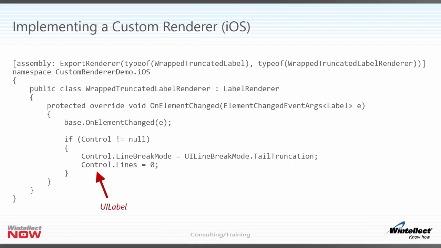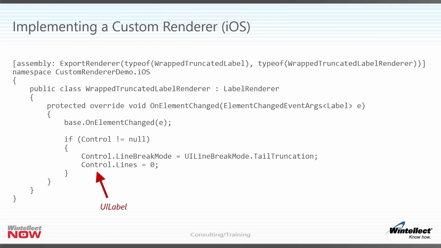It began with a custom class derived from label named WrappedTruncatedLabel, which was as simple as what you see right here. Very often when you derive from the built-in control classes in Xamarin Forms, you'll want to add additional properties, perhaps even bindable properties or dependency properties, and you're free to do that. But here, I didn't need additional properties. I just needed a separate control that I could declare when I wanted wrapped truncated text.